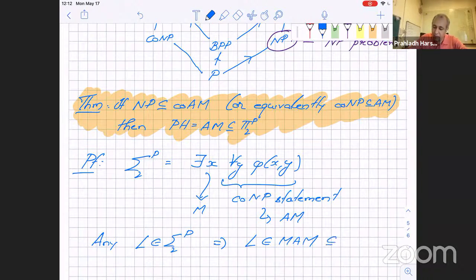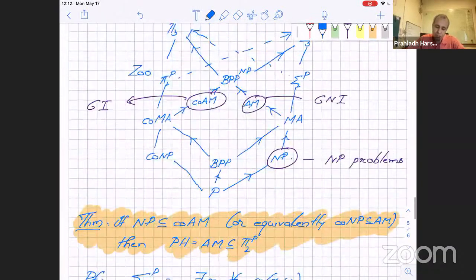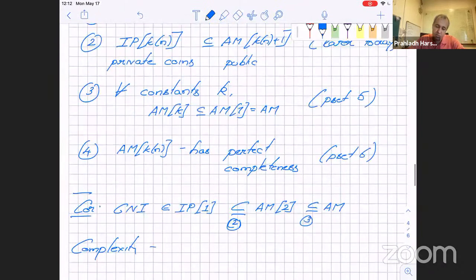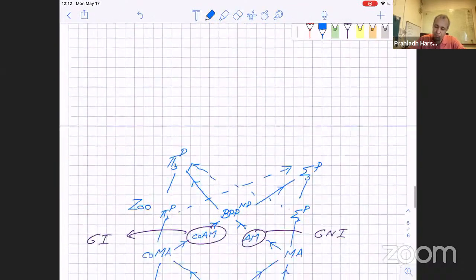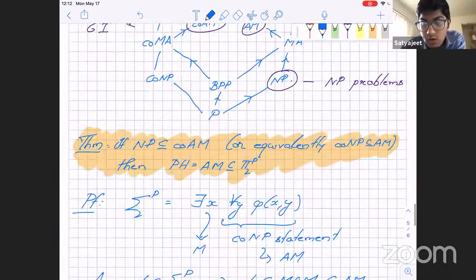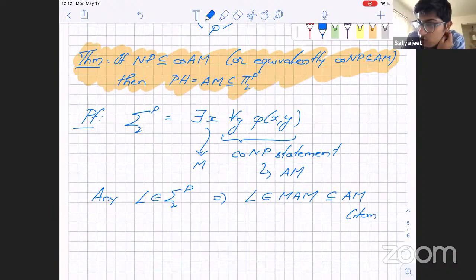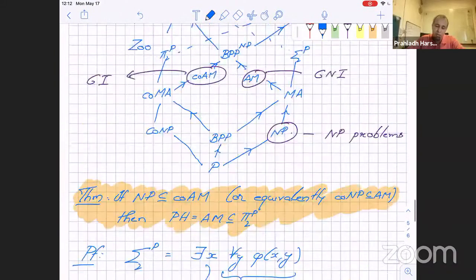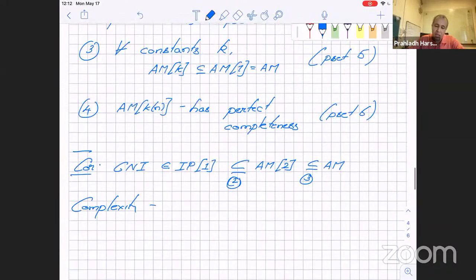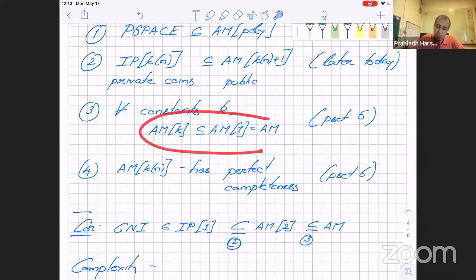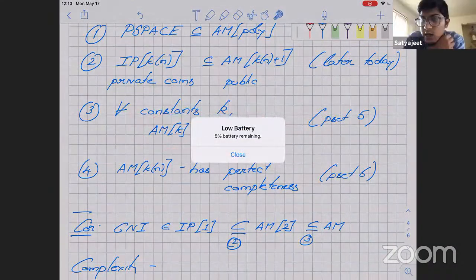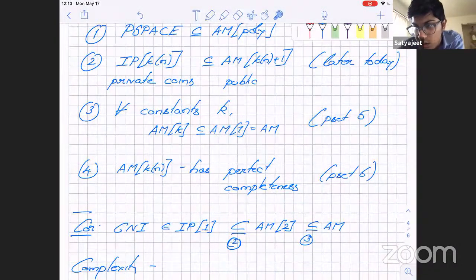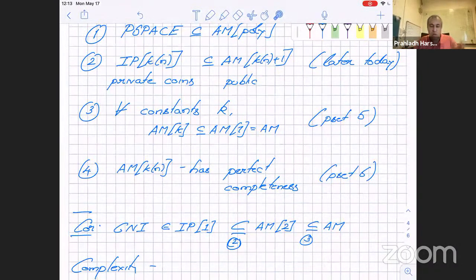But MAM, as we saw, because of round reduction, is contained in AM. This is what I had written over here. This is item 3. Could you just show item 3 once again? Item 3 says AM with any constant number of rounds collapses to AM. So then it will be MAM, right? No. Any constant number of rounds collapses to AM.